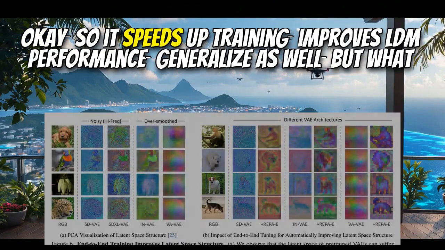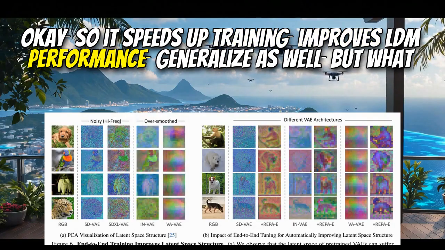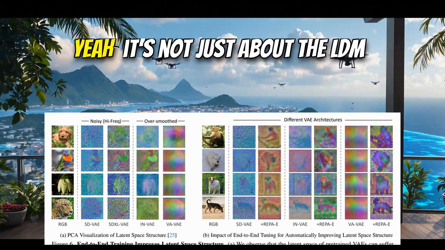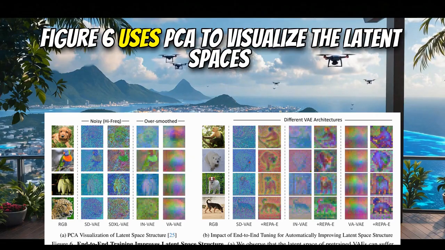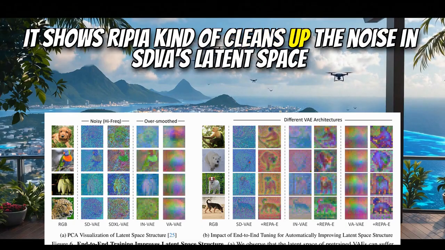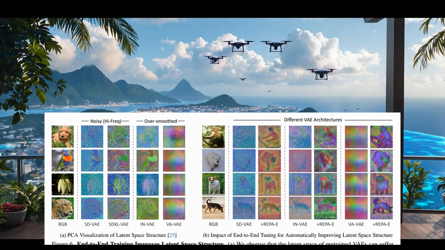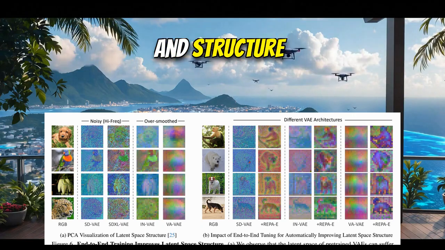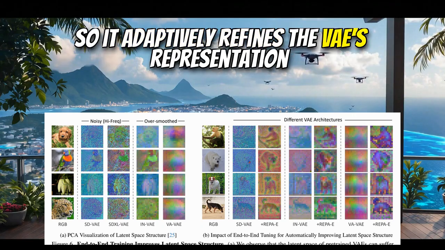Incredible. Okay, so it speeds up training, improves LDM performance, generalizes well, but what about the VAE itself? Yeah. Section 4.4 looks at how REPA-E affects the VAE. It's not just about the LDM. Figure 6 uses PCA to visualize the latent spaces. It shows REPA-E kind of cleans up the noise in SD-VAE's latent space. And for VAE, which can be overly smooth, REPA-E seems to add back some useful detail and structure. So it adaptively refines the VAE's representation.